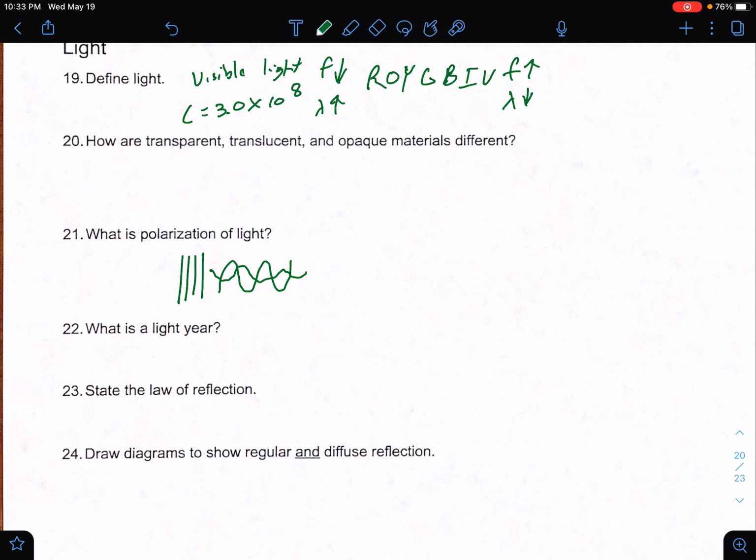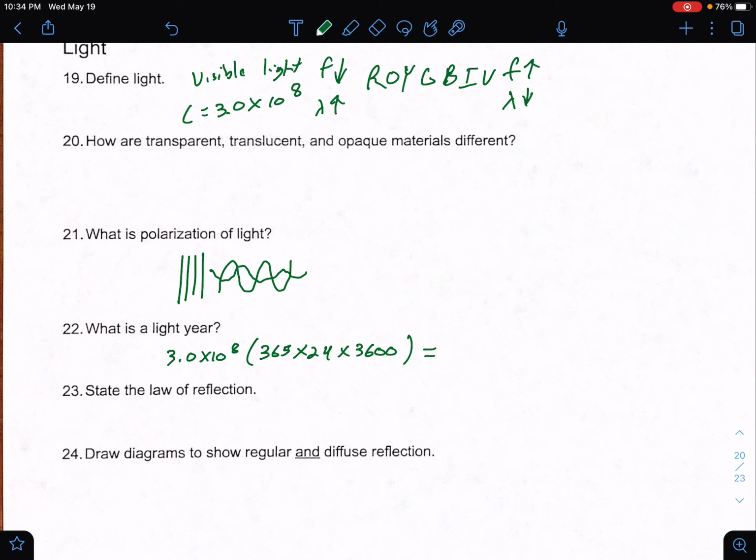22, what is a light year? It is the distance traveled by light in 1 year. All you have to do is take the speed of light, 3.0 times 10 to the 8th, multiply it by 365 days in a year, 24 hours in 1 day, and 3,600 seconds in 1 hour. Or you could have done 60 times 60. I just saved a little time there.